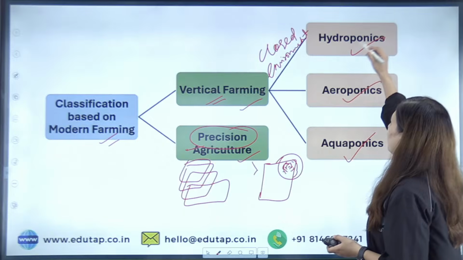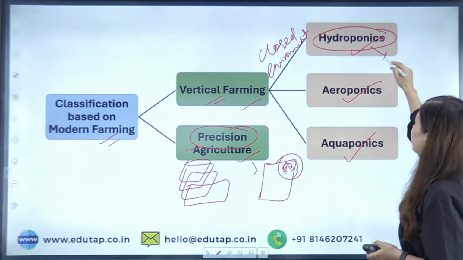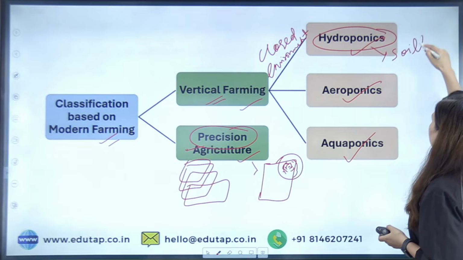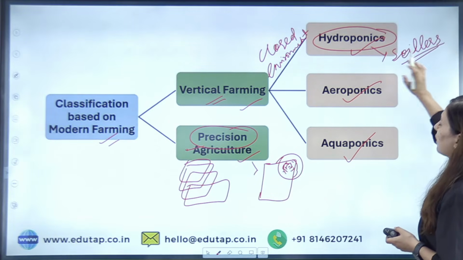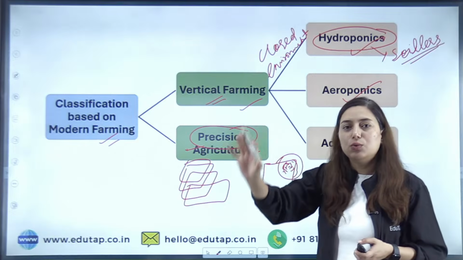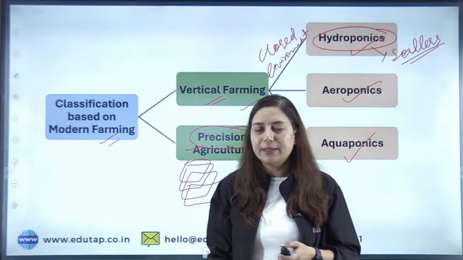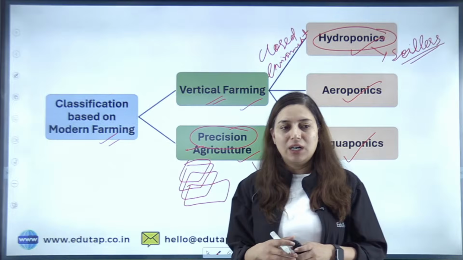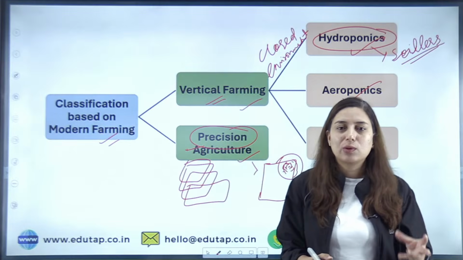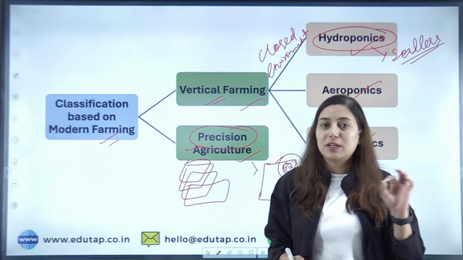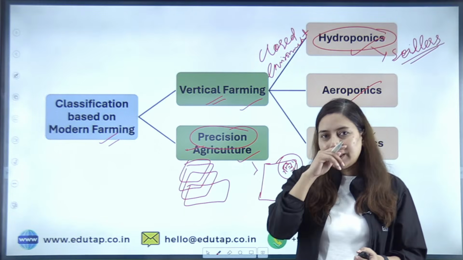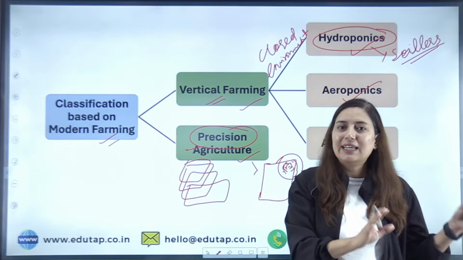So what is hydroponics? Let's understand this. This is also known as soil-less culture. Why is it called soil-less culture? Because here we are not using soil. Okay? We use other kinds of supporting material like vermiculite, perlite, coco peat. So other supporting material is used, but not soil. Because sometimes you avoid any supporting material completely.